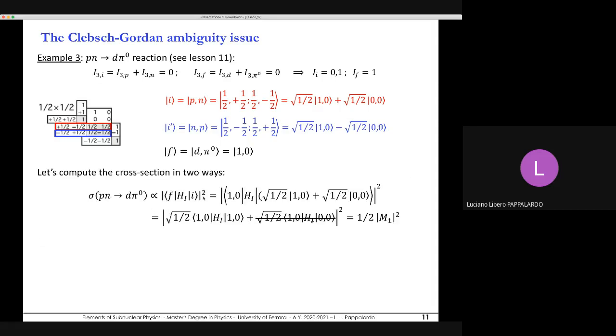So we can calculate the cross-section in the usual way. Now, this is a non-diagonal term, okay? So this goes out, and this is, at the end, our prediction for the cross-section.